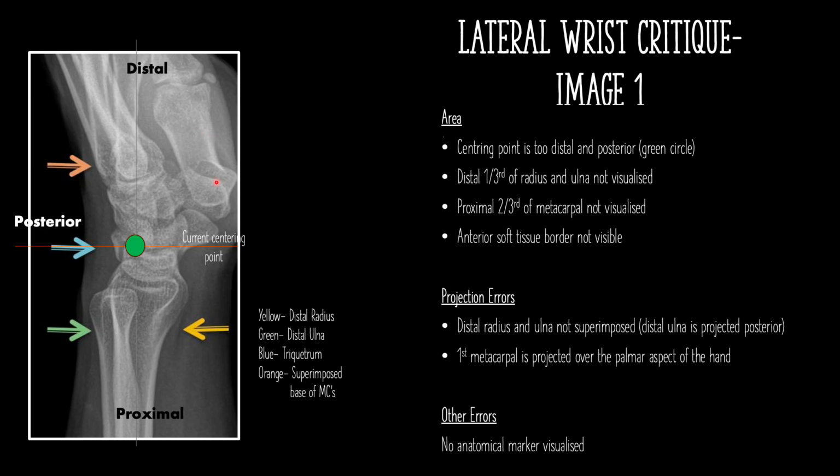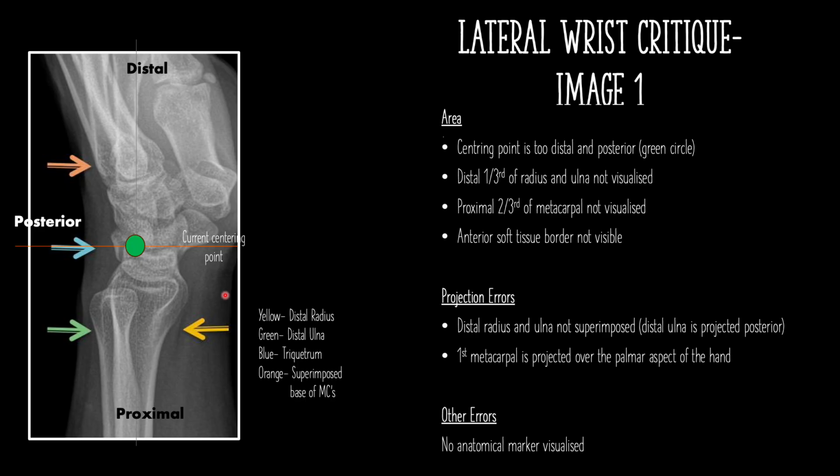If we look at our first metacarpal, it is not being projected away from our second to fifth metacarpal, so we would encourage our patient to bring that away and ensure it's in the true PA position. Once again, our other errors: there's no anatomical marker present on this image, so we can't state clearly if this has been flipped or not.